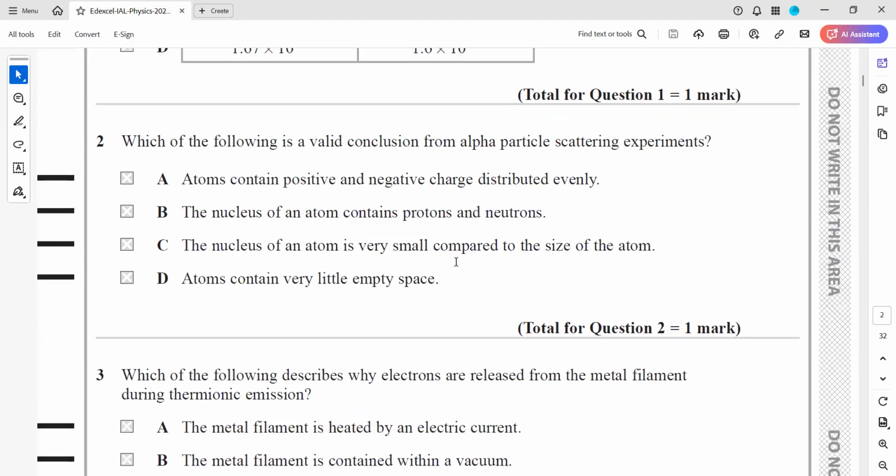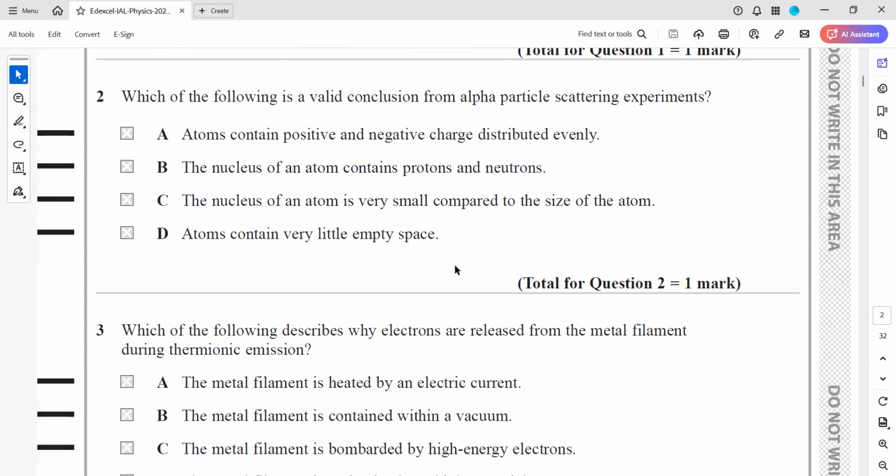Which of the following is a valid conclusion about alpha particle scattering? Oh, this was the Rutherford experiment. He did the alpha particle scattering experiment. Atom contains positive and negative charge distributed evenly? No, the positive is in the center and the electrons, the negative charge, are around. The nucleus of an atom contains protons and neutrons? This is what he did not conclude. He did not say that protons and neutrons are inside the nucleus.